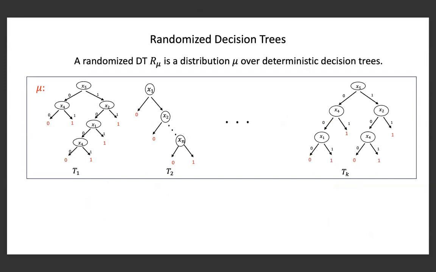Now, the decision trees that we have defined so far, we'll call deterministic decision trees because there is no notion of randomness in them. And we'll introduce the notion of randomness by defining randomized decision trees. A randomized decision tree is nothing but a distribution over deterministic decision trees. And the evaluation of a randomized decision tree is done as follows. On an input x, we sample a deterministic decision tree from our underlying distribution and output the value of the input on that decision tree.